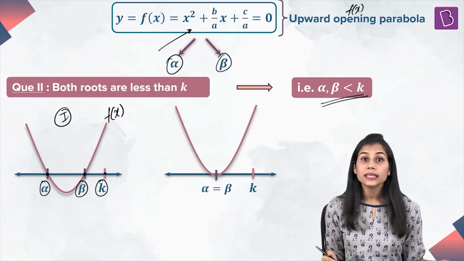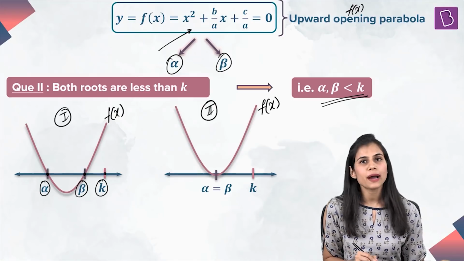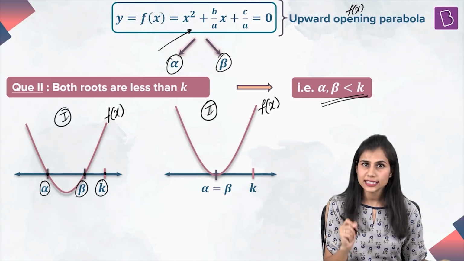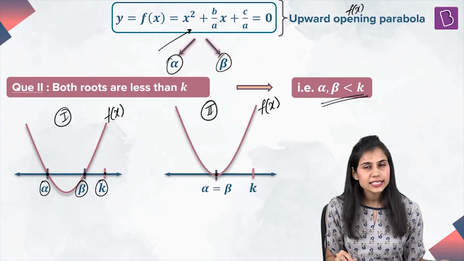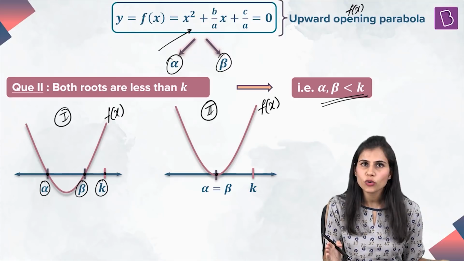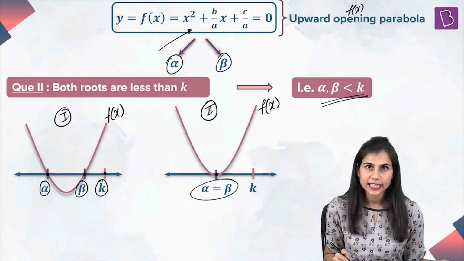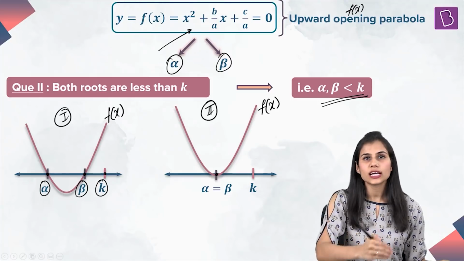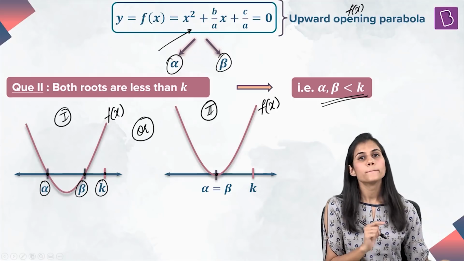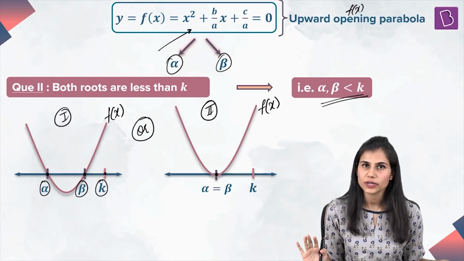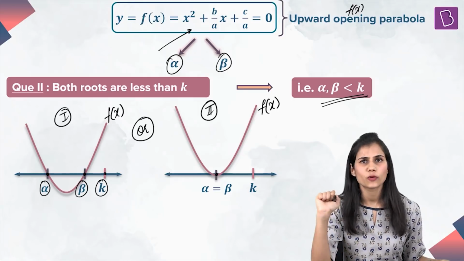Another situation can be this: when f of x is an upward opening parabola just touching the x-axis at a single point which is lying to the left of k. In this case, the quadratic equation f of x equals 0 has both real and equal roots which are less than k. So this is another situation which is an answer to my question. So the first situation or the second situation, both are answers to my second question. Agreed? But this is a geometrical answer to my question.